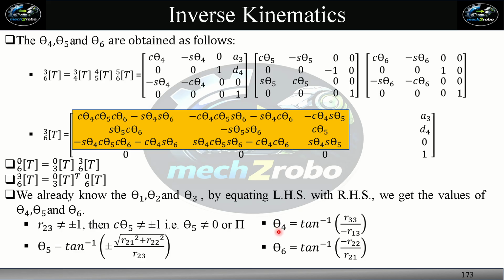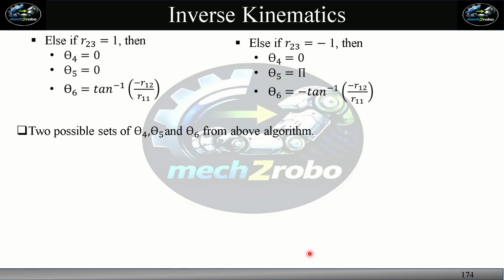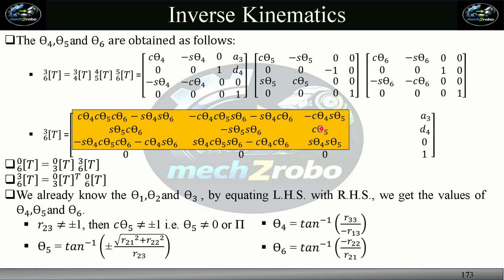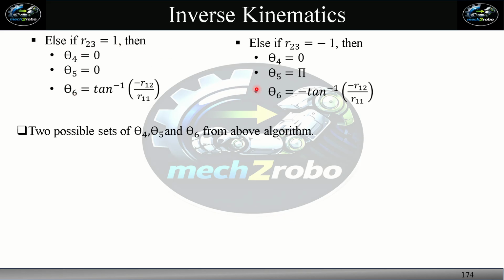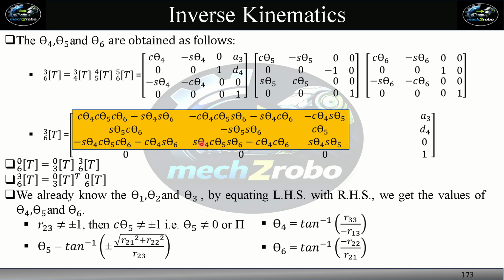Similarly, we get the values of theta 4 and theta 6, and thus we get all the joint angles 1, 2, 3, 4, 5 and 6. And there is one constraint, that if r23, that is this cos theta 5, is equal to 1, then the solution is this, and if r23 is equal to -1, then the solution is this. And thus we get the two possible values of theta 4, theta 5 and theta 6 from this algorithm. Because we already got the values of theta 1, theta 2 and theta 3 previously, we get all the joint values.